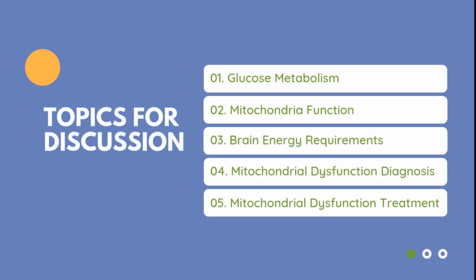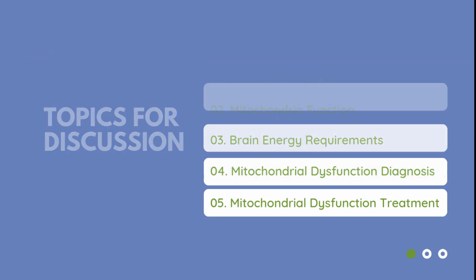So today I'll be including these topics. Of course, glucose metabolism. We'll be going into some biochemistry here, talking about the importance of mitochondria and its role in glucose metabolism, and then brain energy requirements and the role that energy plays in brain development. And then, of course, mitochondrial dysfunction. How do we make that diagnosis, and how do we treat when we determine that mitochondrial dysfunction is present in our patients?